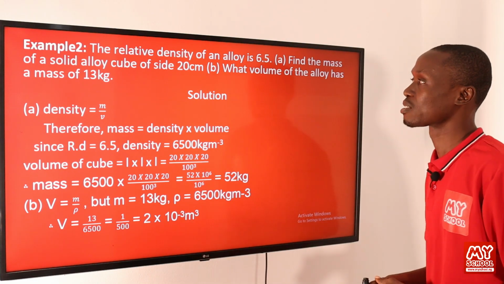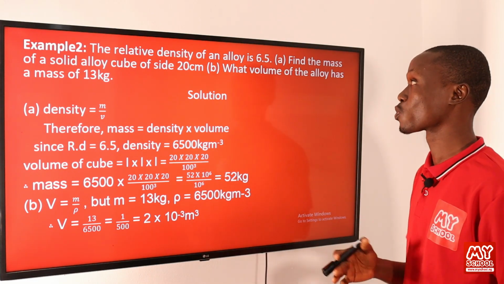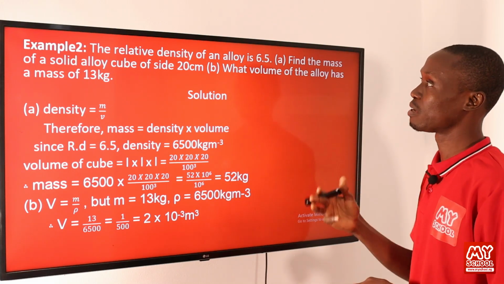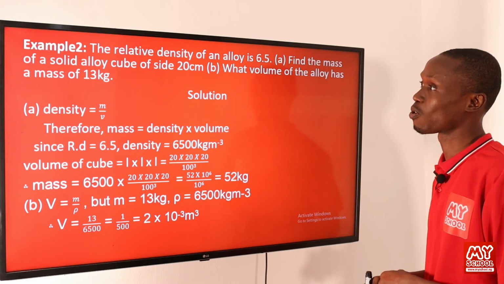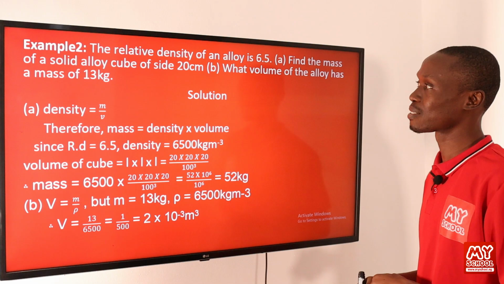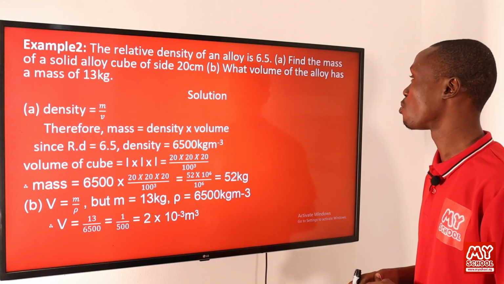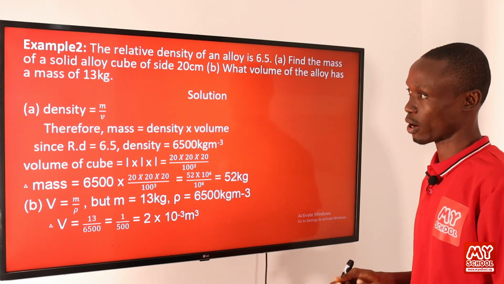The relative density of an alloy is 6.5. An alloy is just a mixture of two or more metals. So the relative density of an alloy is 6.5. A, find the mass of a solid alloy cube of side 20 centimeter. B, what volume of the alloy has a mass of 13 kilogram?